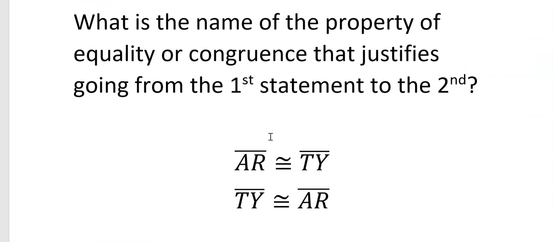What's this one? Segment AR is congruent to segment TY. And then they go to segment TY is congruent to segment AR. What have they done? They flipped it over just like they did the last time. The only difference is there's a congruent symbol this time. So I'm going to say again, symmetric property of congruence.